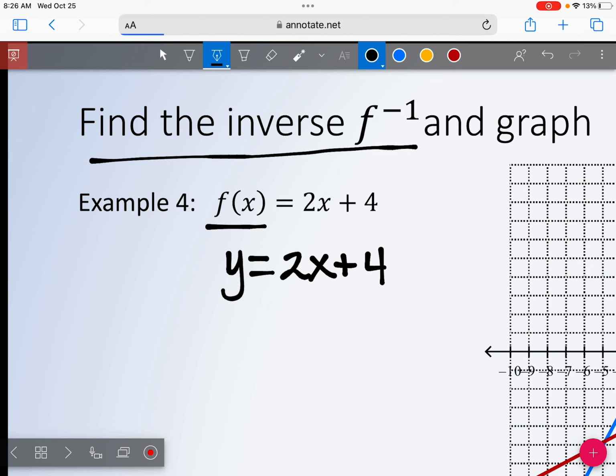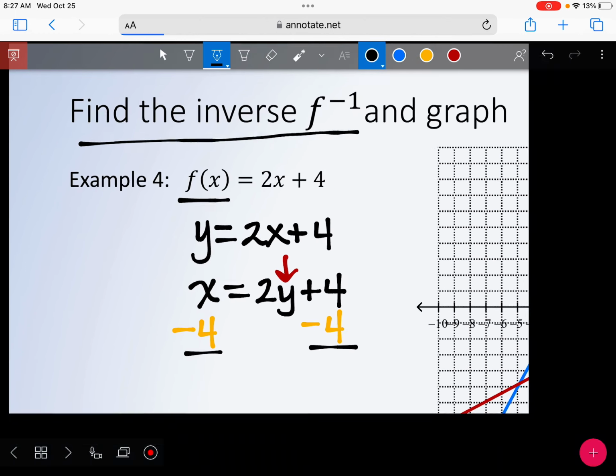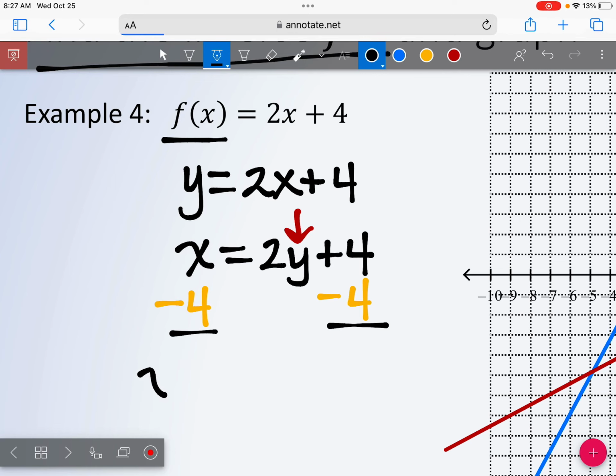All right, so we're going to switch x and y. So x equals 2y plus 4. And now solve that equation for y. What would I do first with that plus 4? We need to get this y by itself, so we're going to start by subtracting 4. So that would be x minus 4 equals 2y.